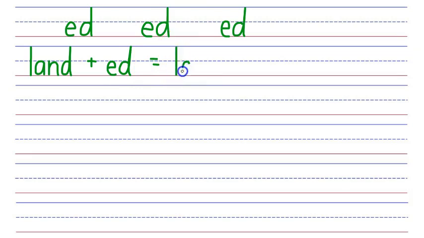L that says ul, A that says a, N that says n, D that says d, and the ED phonogram that says ed because it's coming after a D. Ul, a, n, d, ed, landed.